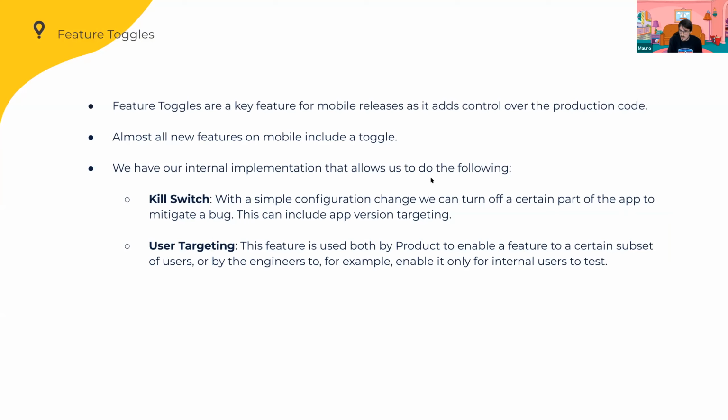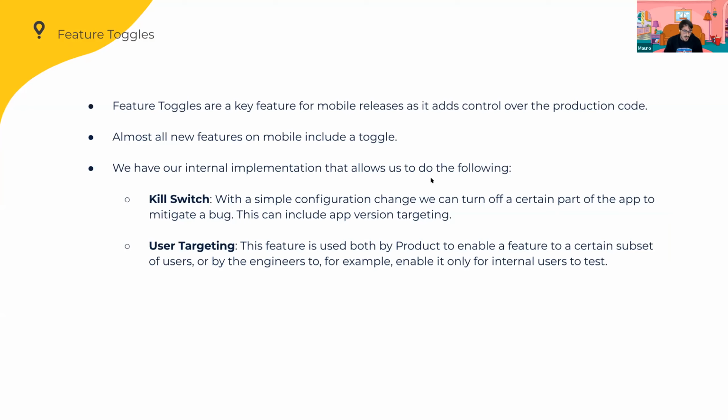So another part of the tooling that is very important for us is actually feature toggles. So Roldan mentioned the feature toggles usually are thought around chunk-based development, but we think it's really important also to use them with Git flow and mainly in mobile apps. So feature toggles are actually key for mobile releases, and it does control over the production code. So you can actually change how your app is going to behave based on a certain set of parameters, right?